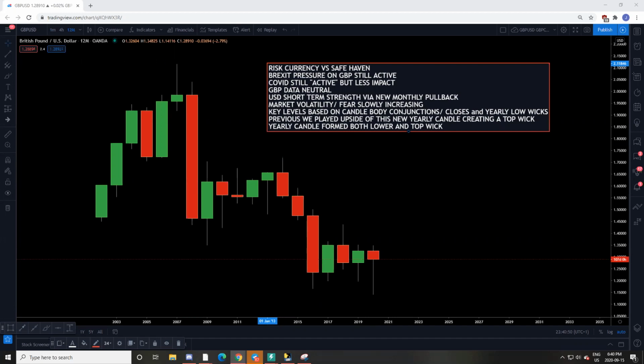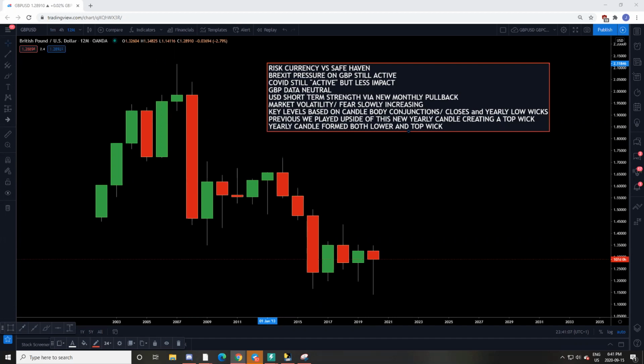So we're just going to start from the higher time frames, from the yearly chart, quarterly chart, monthly chart, and go down looking at some of the market structure, price action, buyers versus sellers strength, alongside some of the current market fundamentals to see potential trade ideas we can take advantage of.